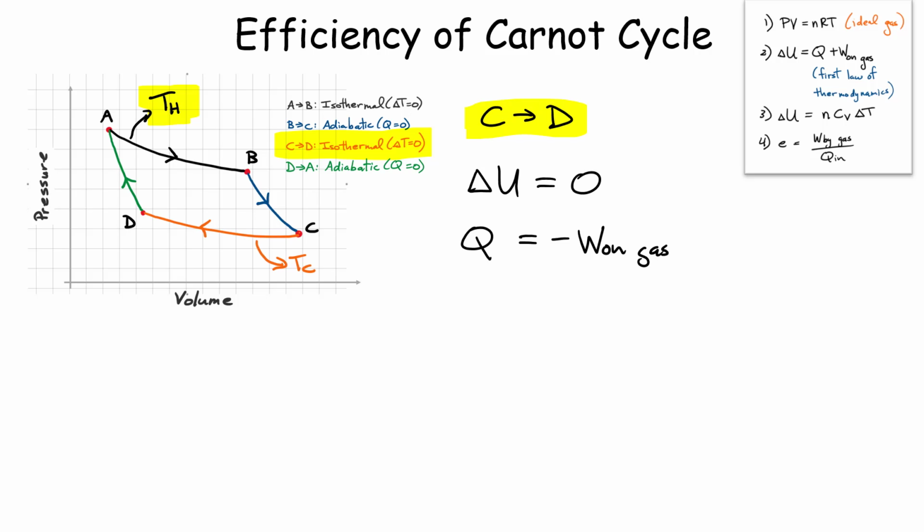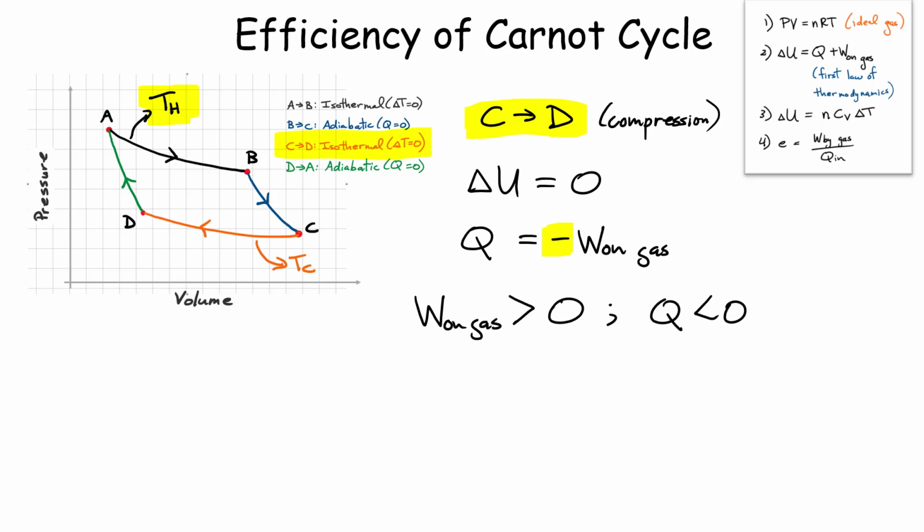All right, now let's consider it. This is a compression, right? So let me just write that down. For a compression, guess what? The work done on the gas has to be positive, because the force done by the external agent on the piston is in the same direction as the displacement. So the work done on the gas must be bigger than 0. But look, you have a negative sign right here, and the work done on the gas is positive. So guess what? The heat, in this case, will be less than 0. It's negative.